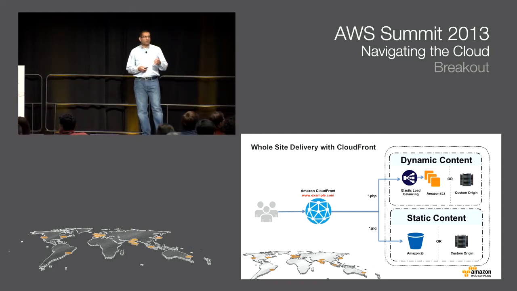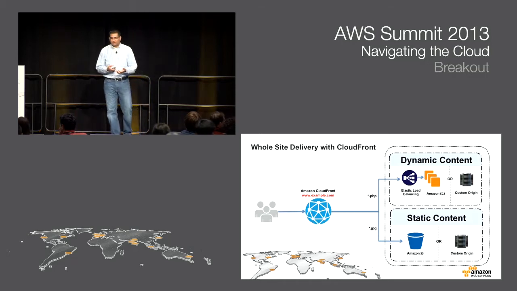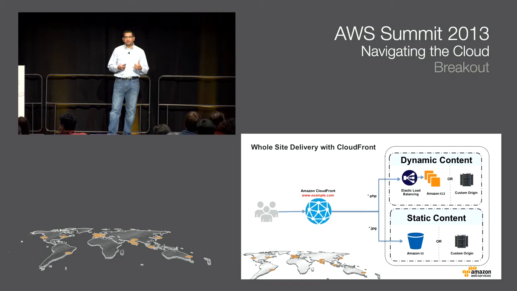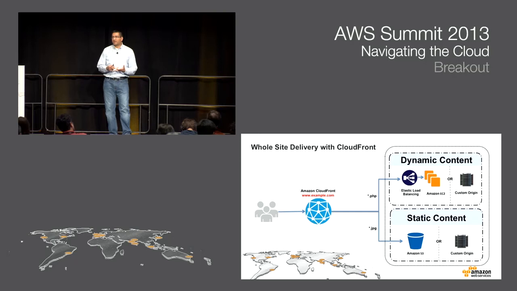And CloudFront can go to the Amazon S3 bucket or a custom origin to download the JPEG, the static files. But the end users are downloading everything via CloudFront. So CloudFront can really help scale both the dynamic and the static portions of your website, as well as give you latency benefits and lower the latency for end users for your entire website and not just the static content.